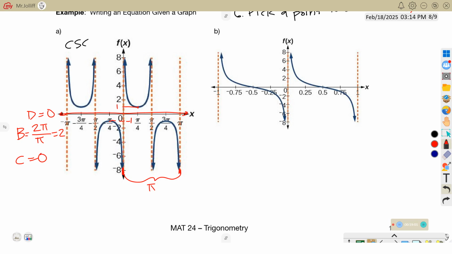9 times out of 10, I'm going to give you graphs where C is 0. If C is not 0, it's going to be really obvious it's not 0, and it's going to be easy to find because I am a nice person. Perfect. And then the last one, the one we got to do some algebra for. Yeah? We're going to find A. I need a point on the graph. I'm going to choose the bottom of that U. I know the X is pi over 4. It's nice and labeled. And the Y is 1. Pi over 4, comma 1.